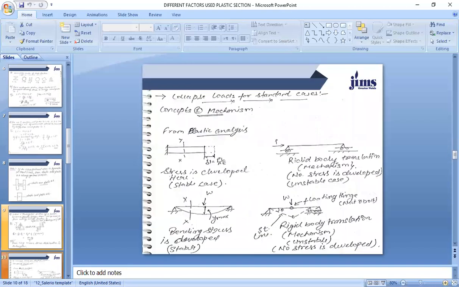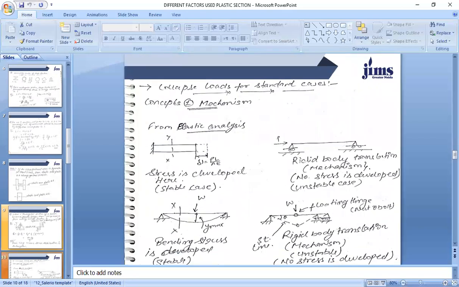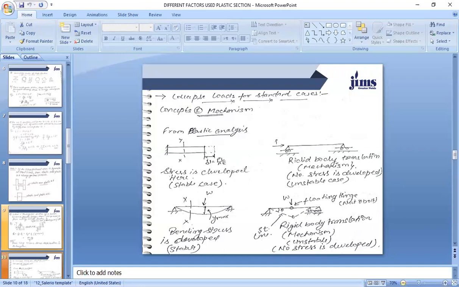Mechanism actually means the formation of three or more hinges, basically three hinges in a row, so that a free plastic moment will develop, right? This is axial stress developed, rigid body translation. If you put a force here, it will slide down. This is moment, bending stress developed, and like this. This is hinge, already hinged. This is already hinged. And if we put an internal hinge here, this is known as a floating hinge.